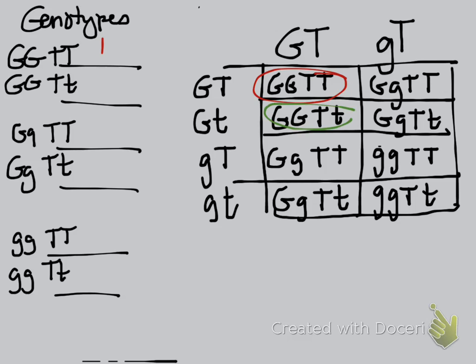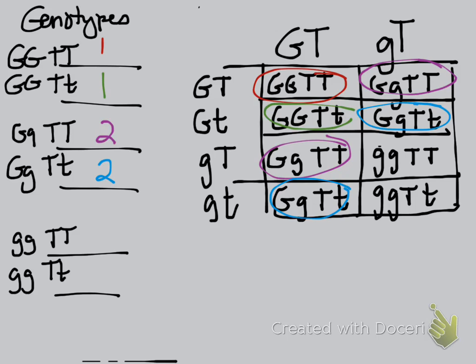I see 1, 2. Is that it? Oh wait, no, the other one's not big G. So just 1 of that. Okay, big G, big T. I see 2 of those. Is that it? And then big G, big T, little t, I see 1, 2.